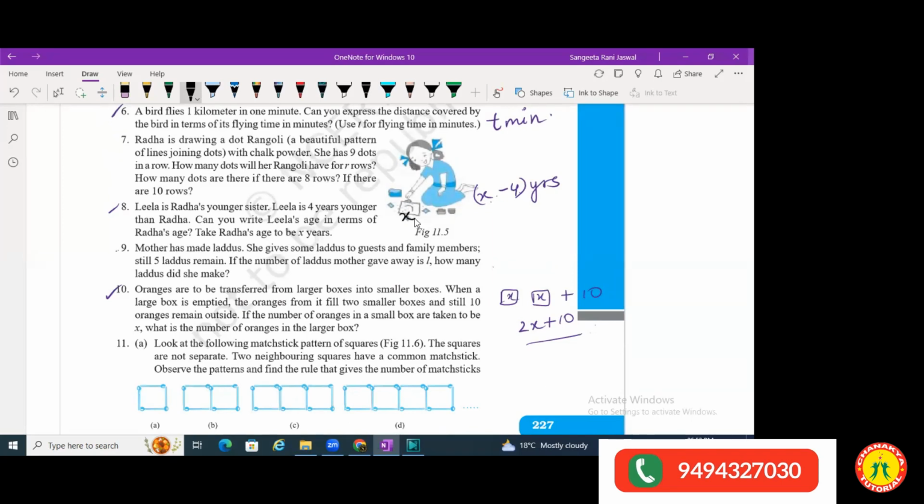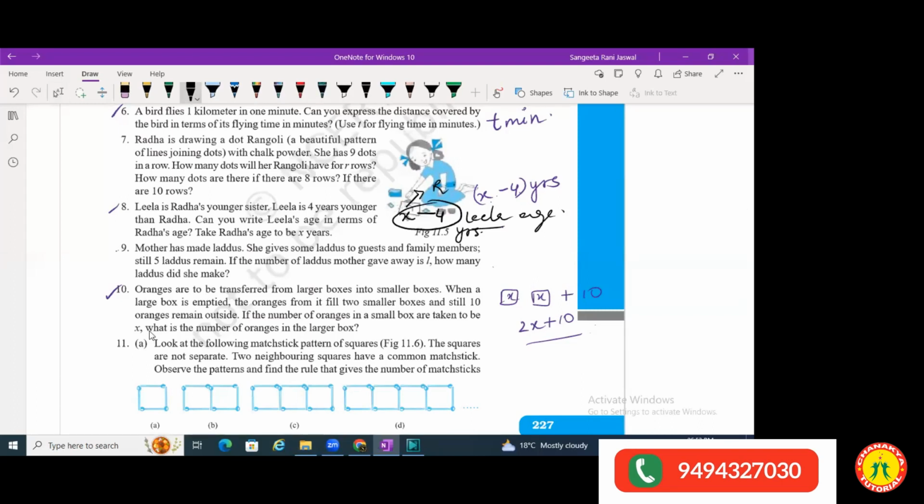Now it is saying Leela is Radha's younger sister, and Leela is 4 years younger than Radha. 4 years younger than Radha means this is Radha's age, and Leela's age will be x minus 4. If I subtract 4 from Radha's age, I will get Leela's age, no? Yes, ma'am. So this is Leela's age, x minus 4 years. Okay, let's do another question from here.